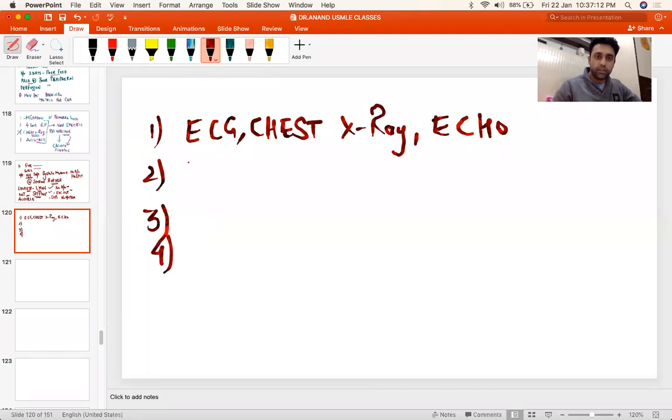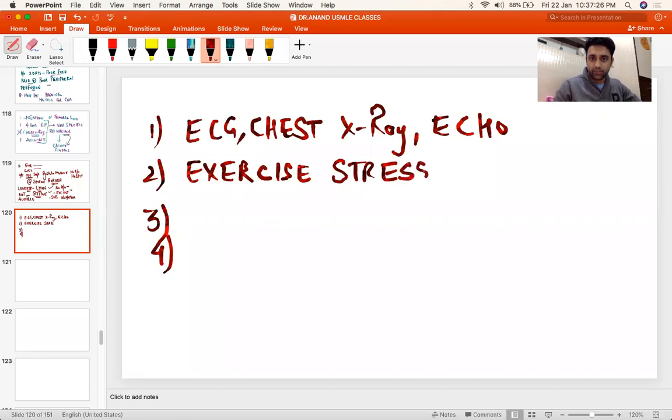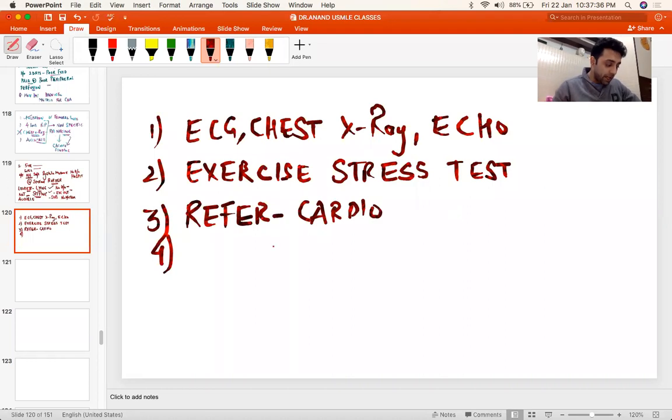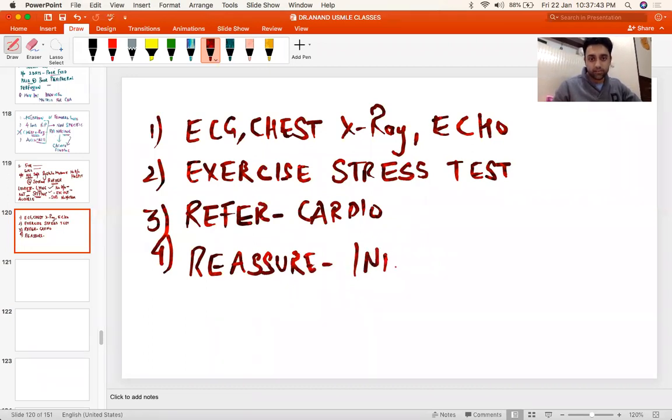Number 2, you'll be doing something known as exercise stress test. That is the second option. Option number 3, refer the patient to a cardiologist. And last but not the least, you reassure the child and the family that it is an innocent murmur and discharge the patient. So what do you think?